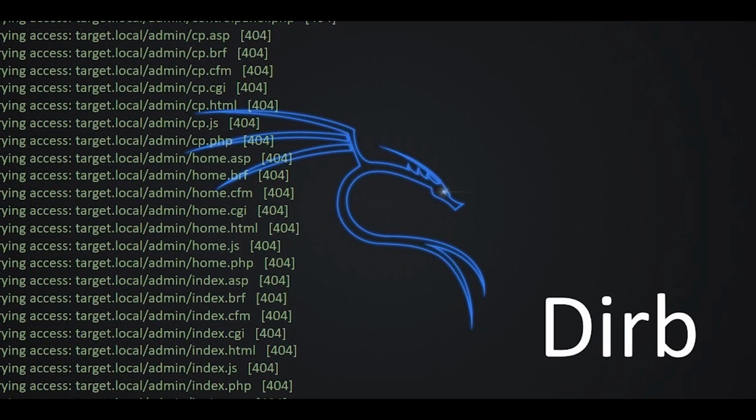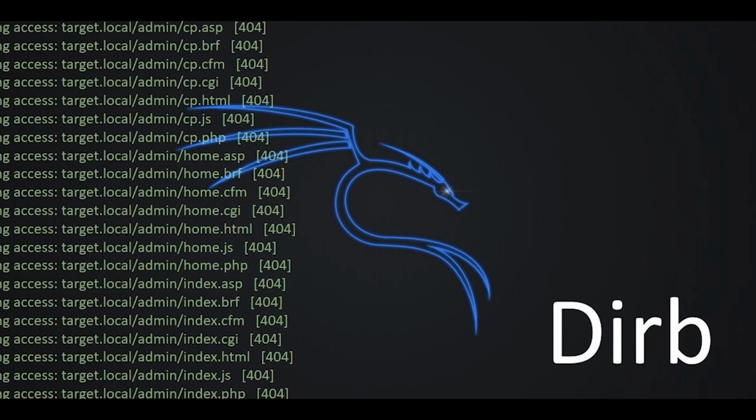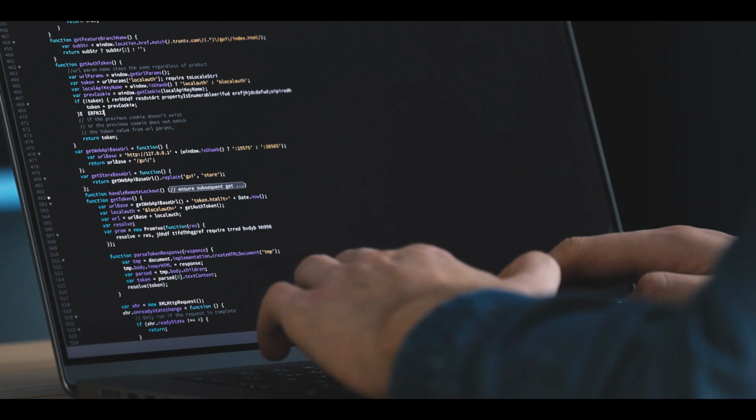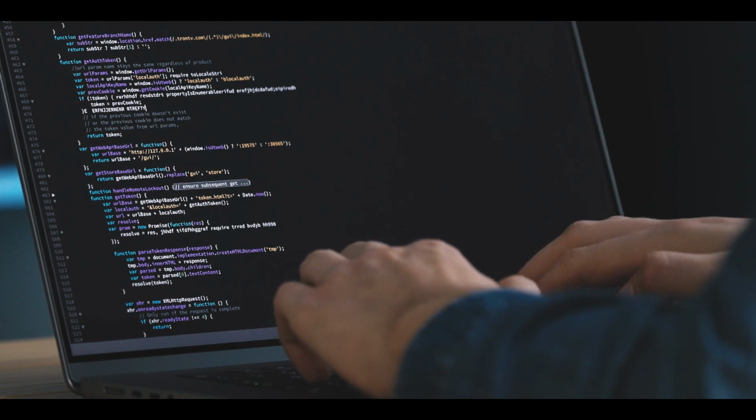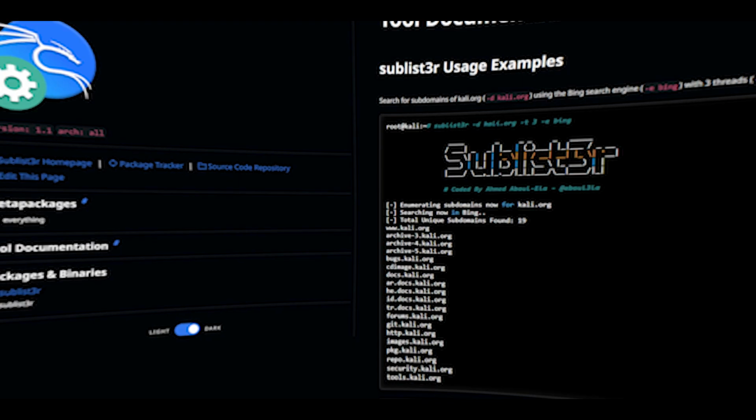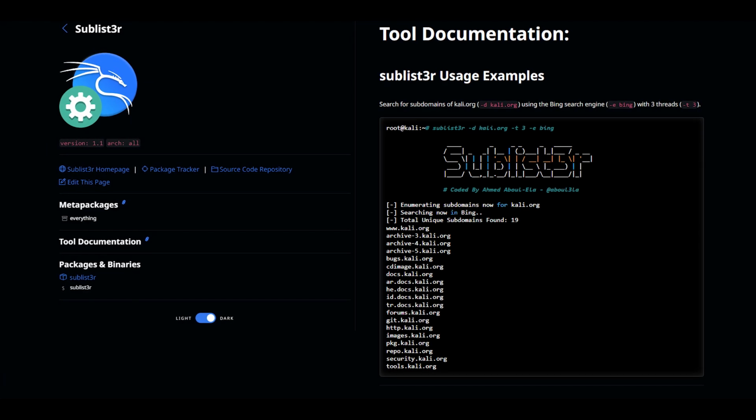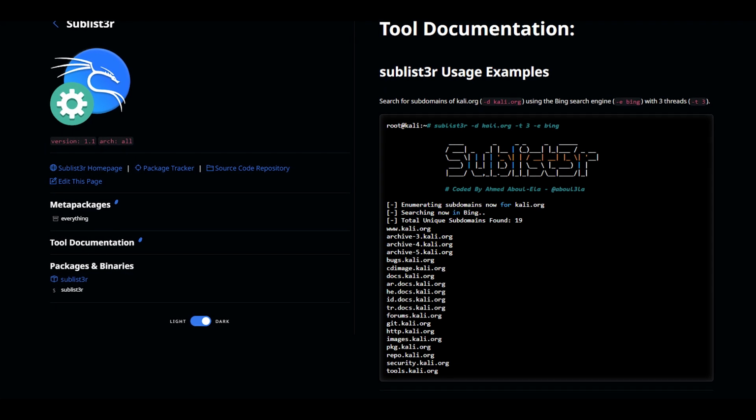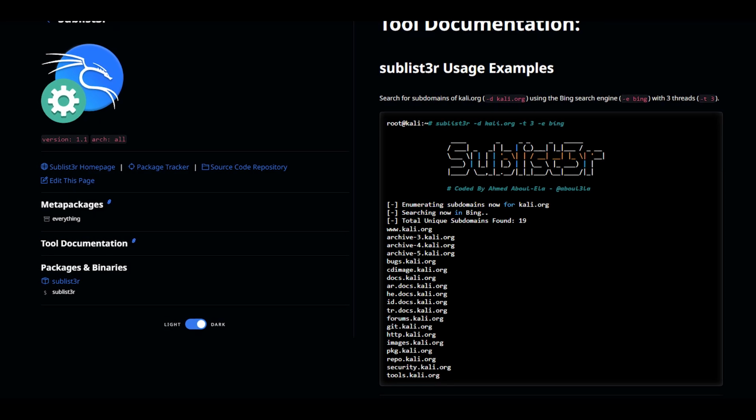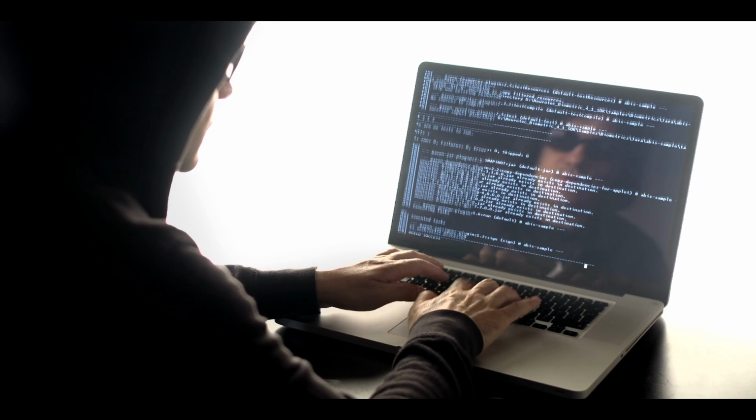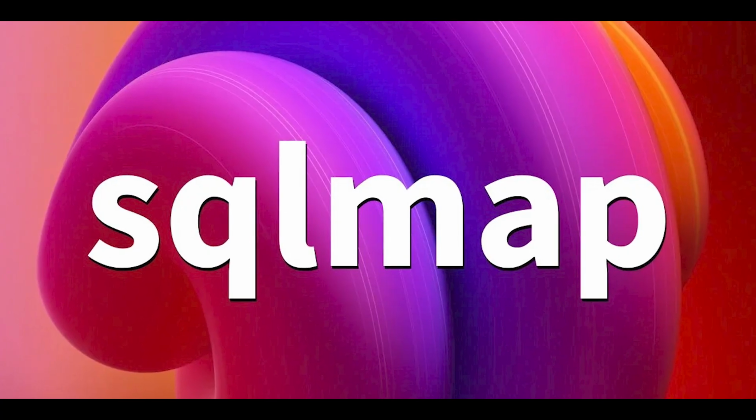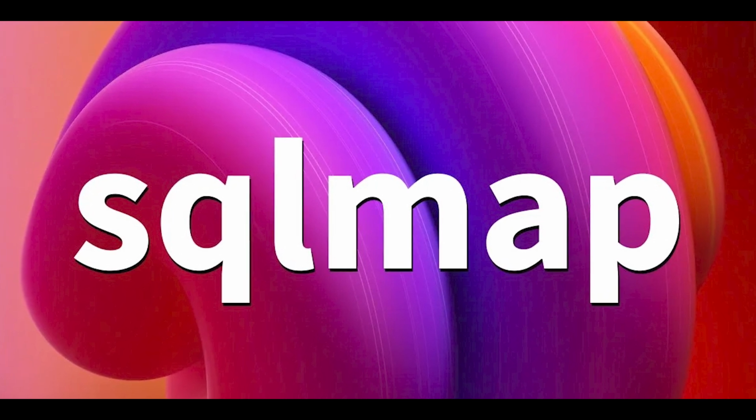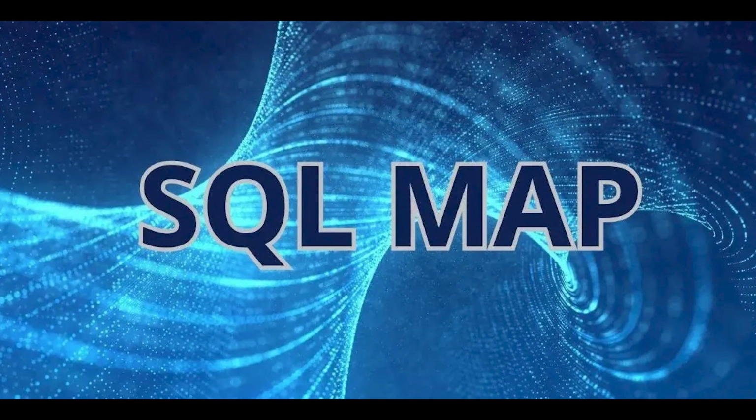Next, we have DIRB, which is a website directory and file enumeration tool useful for finding hidden content or directories. Next, we have Sublist3r, with a 3 before the R, a subdomain enumeration tool that helps identify potential entry points. Next, we have SQLmap, which is a tool for detecting and exploiting SQL injection vulnerabilities.